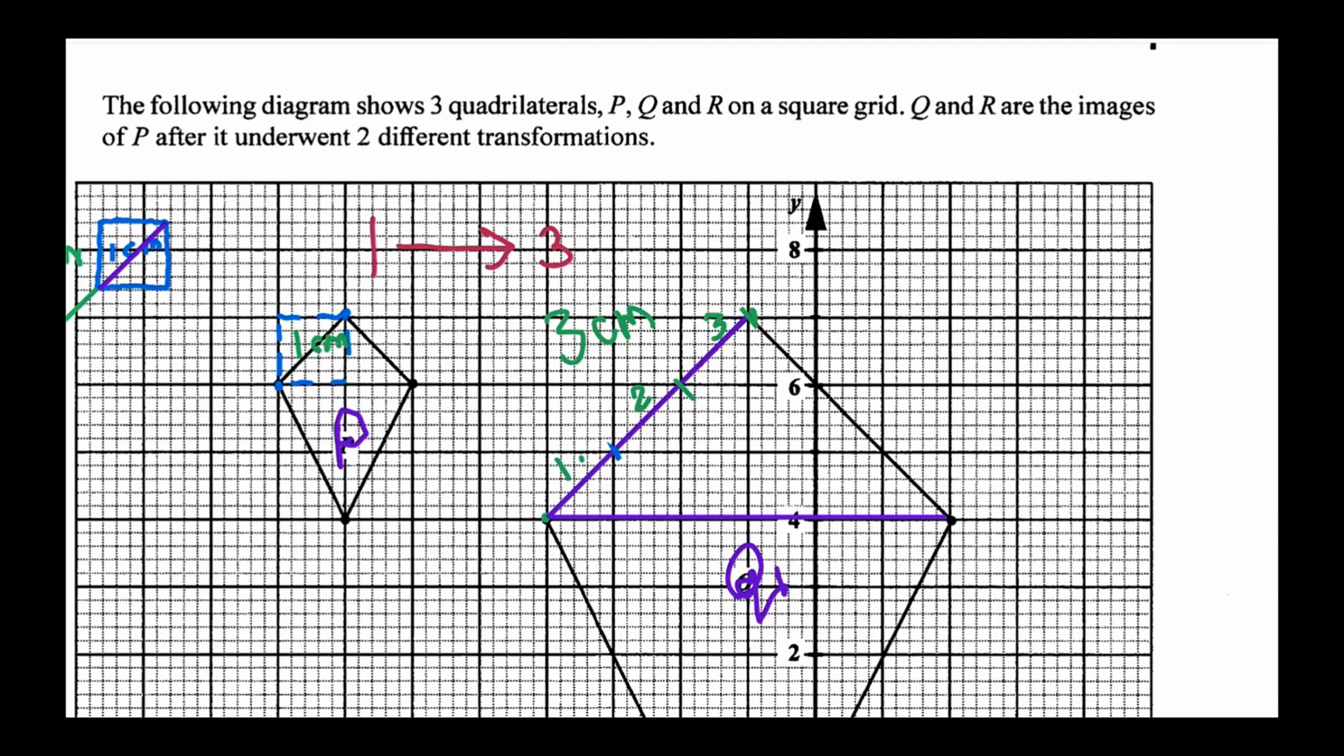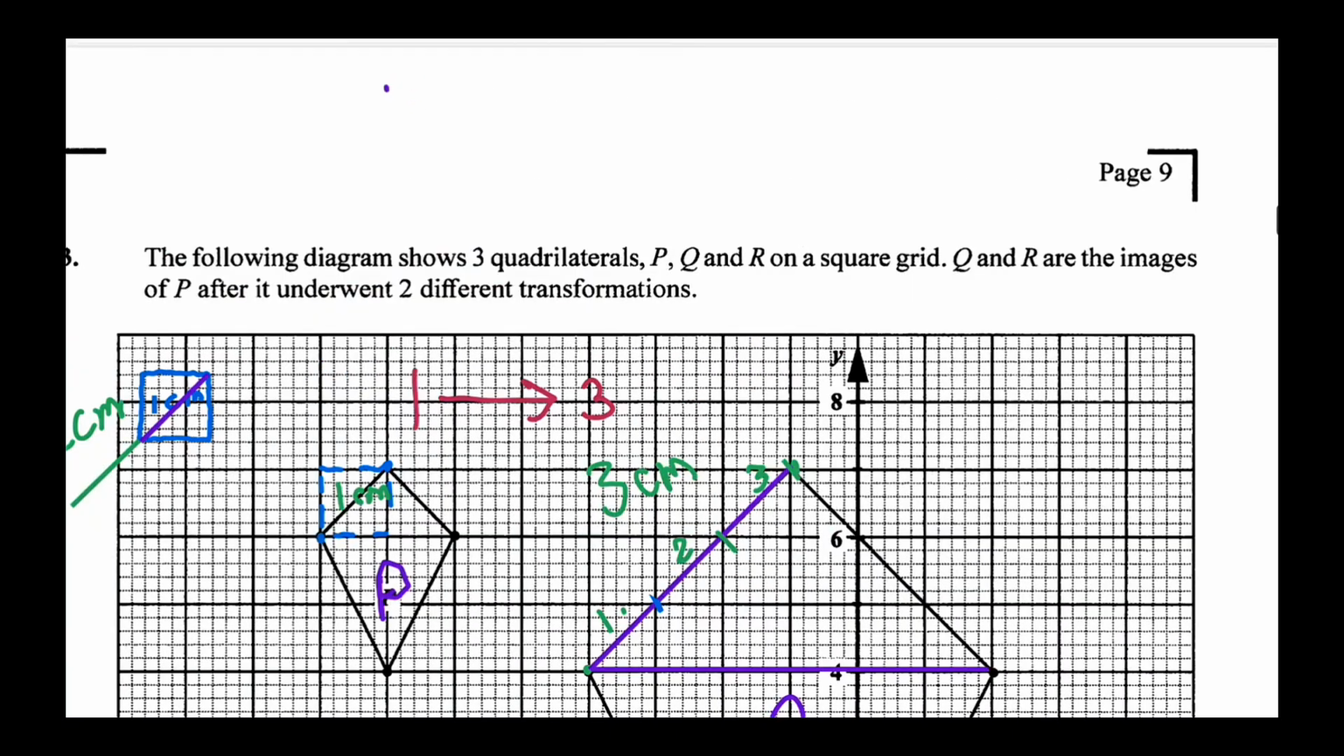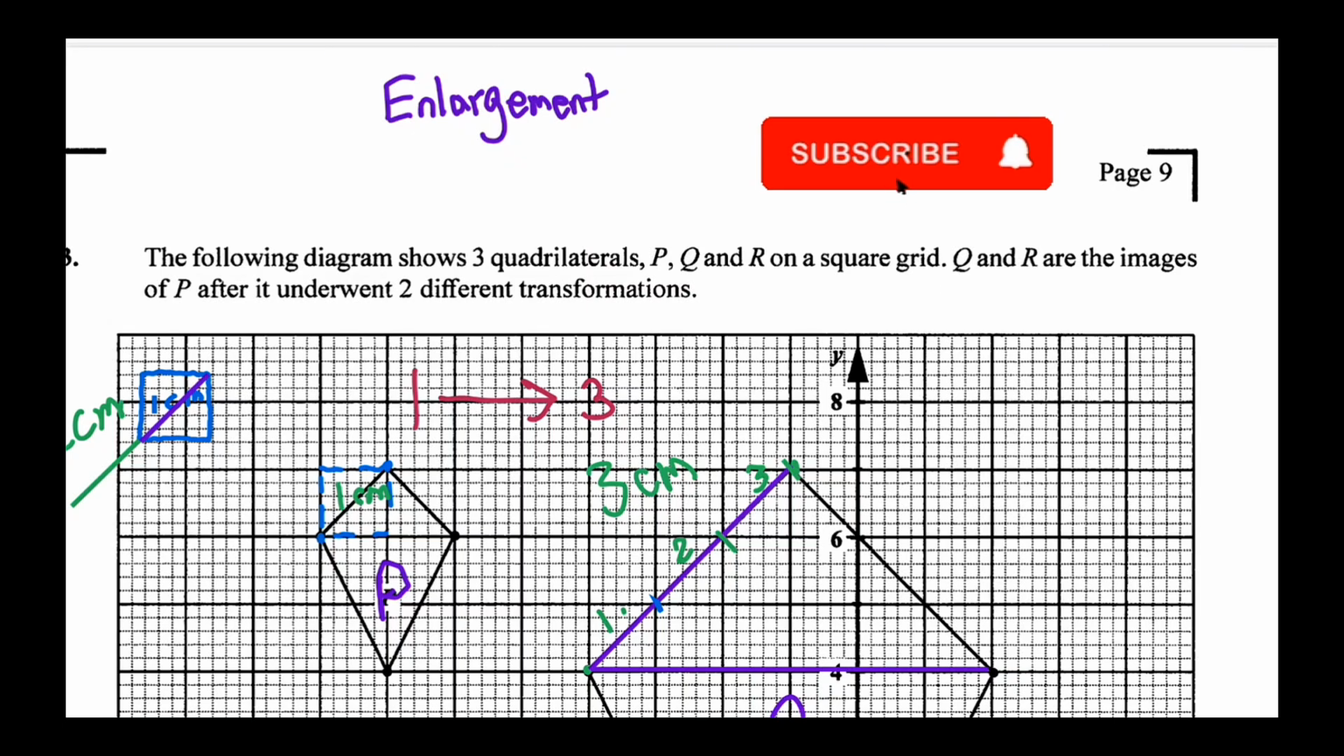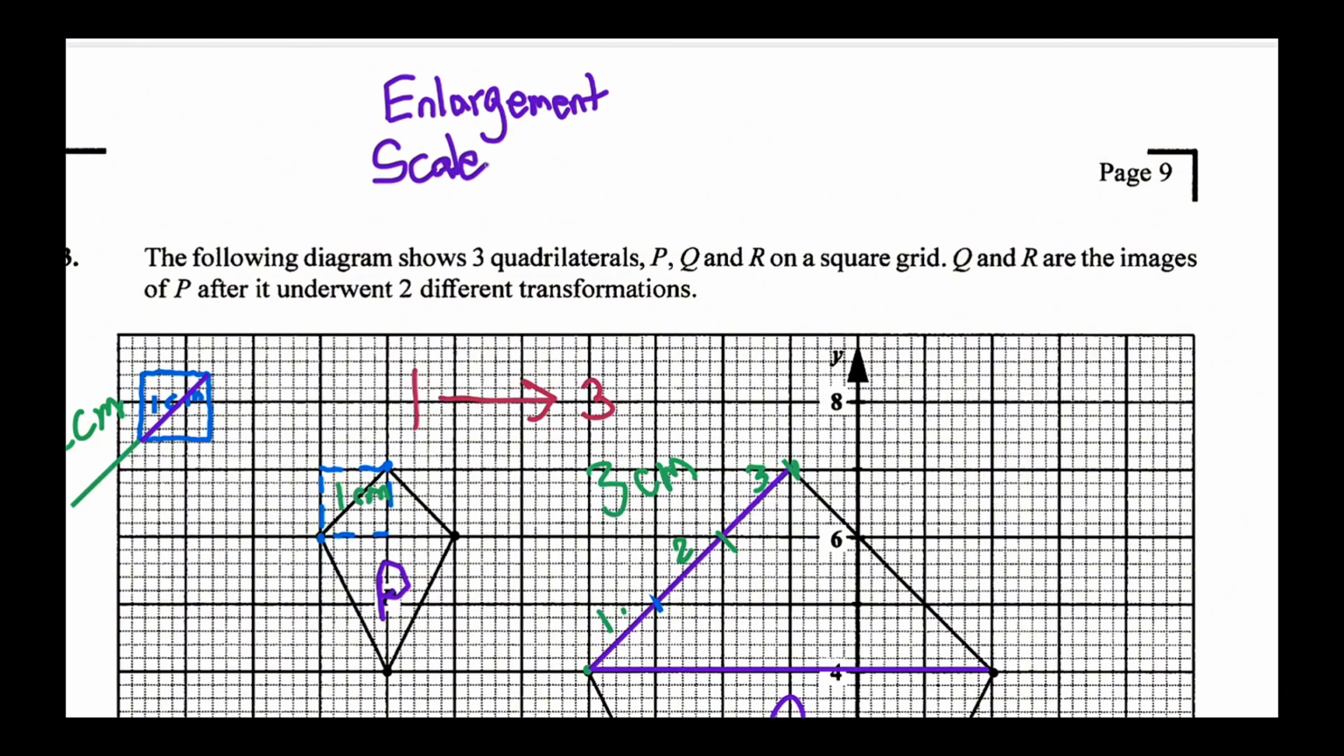So as you can see, it started off this small P and now turned into this kind of big Q, from 1 to 3. That's a drastic increase. So since that is an increase, we call that an enlargement. When we speak about enlargement, we need to speak of, okay, it was enlarged, but by how much? And we do so by saying, okay, it was enlarged by a scale factor of blank.